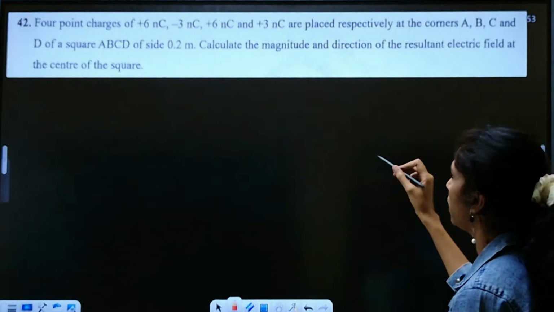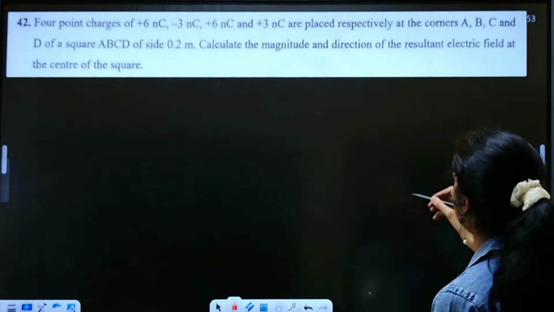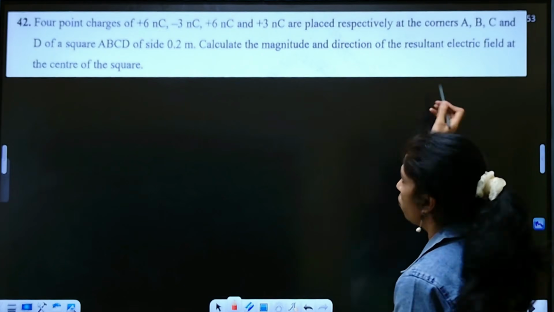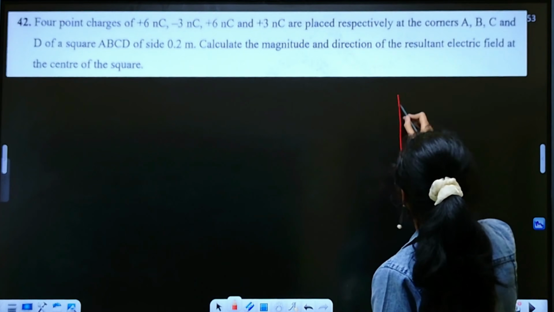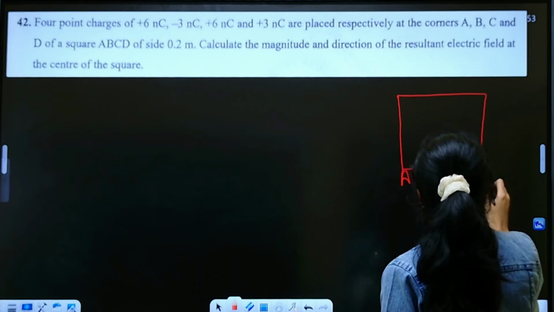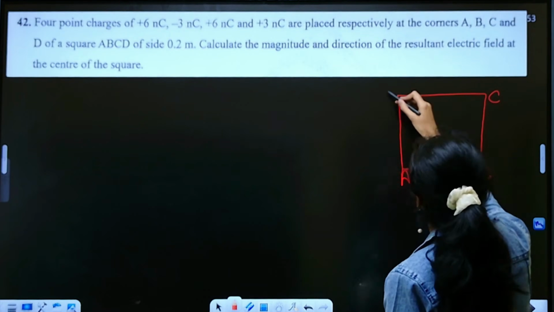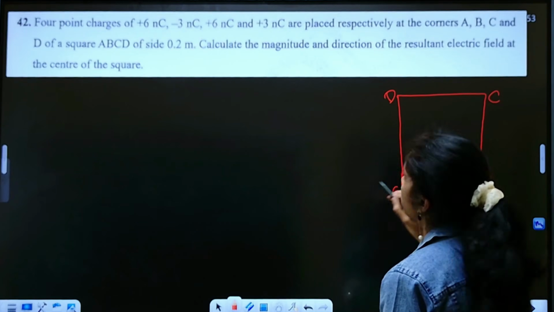4-point charges of 6 nanocoulomb, minus 3 nanocoulomb, plus 6 nanocoulomb, and plus 3 nanocoulomb are placed at the corners A, B, C, D of a square. So first, let us draw a square, and we'll name it A, B, C, D. At A, plus 6 nanocoulomb is placed.